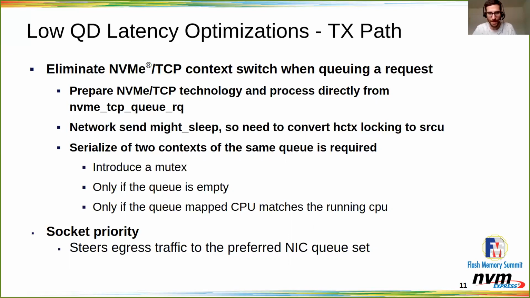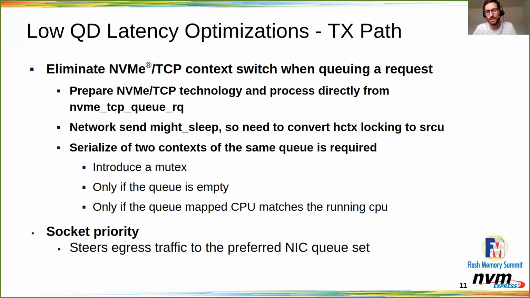So we want to eliminate that. Basically, in the callback itself, we go ahead and send the I/O directly from that context, eliminating the context switch to the I/O thread. Obviously now that we have two contexts that may access the TCP connection at once, they need to be serialized. So we needed to add serialization between them, in the form of a mutex.